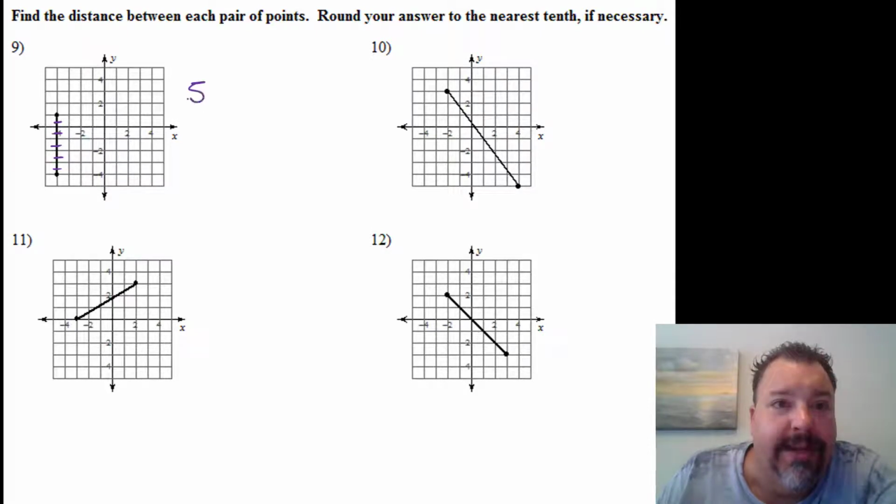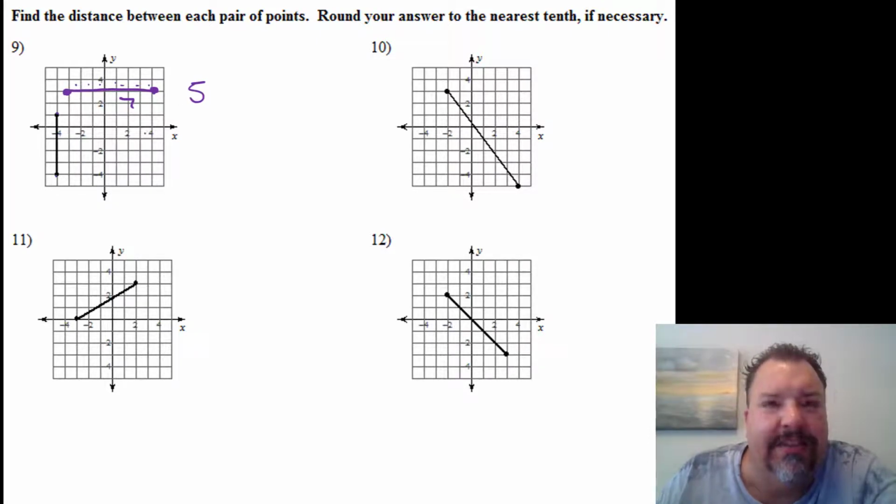It's 5 blocks away. So the distance from one to the other, or the length of this line segment, is 5 units. And the same would be true if we have a horizontal line that goes like this. Then we could just count the spaces, 1, 2, 3, 4, 5, 6, 7. So this one would have a distance of 7.